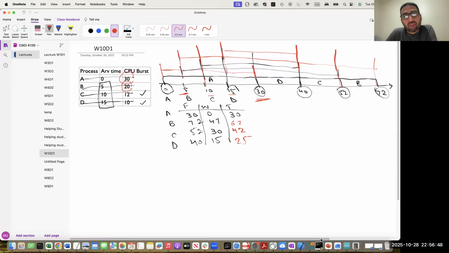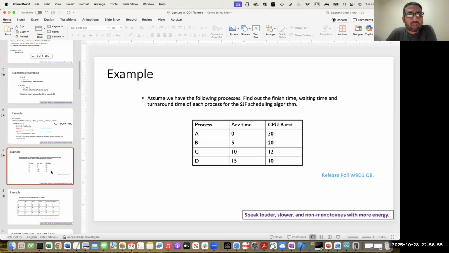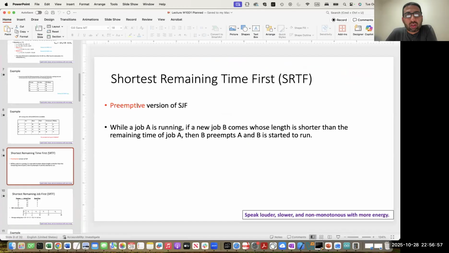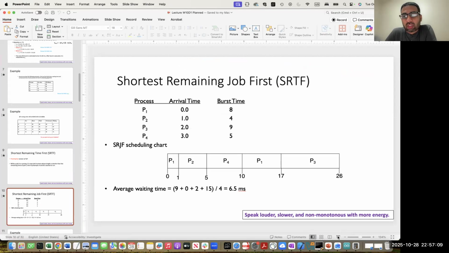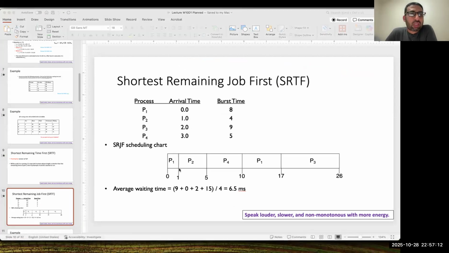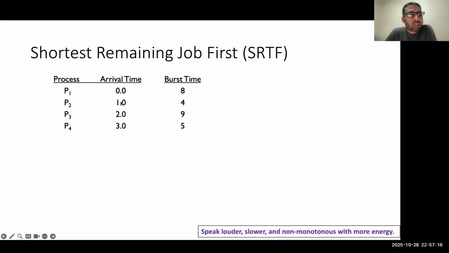The shortest remaining time first algorithm is preemptive in the sense that when a new process arrives, let me just read it from the slide. While a job A is running, if a new job B becomes ready whose length is shorter than the remaining time of job A, then B preempts A and B is started to run. Let me explain it using this example. Suppose we have four processes P1, P2, P3, and P4, and they arrive at times 0, 1, 2, and 3, and they have burst times 8, 4, 9, and 5.